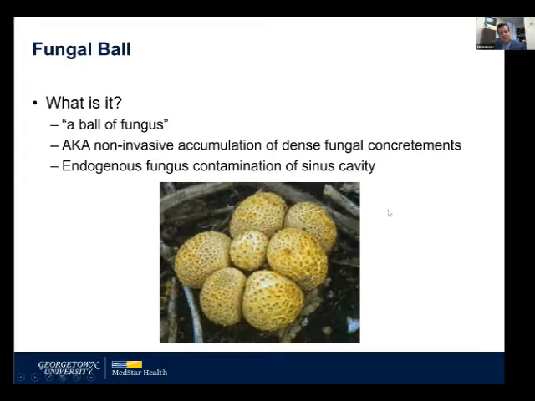What is a fungal ball? It's essentially a ball of fungus. For those that like to get a little more technical, it's a non-invasive accumulation of dense fungal concretions. But essentially, it's just a contamination of the sinus cavity with fungus that you're breathing in. It provides a warm, moist environment for the fungus to grow.